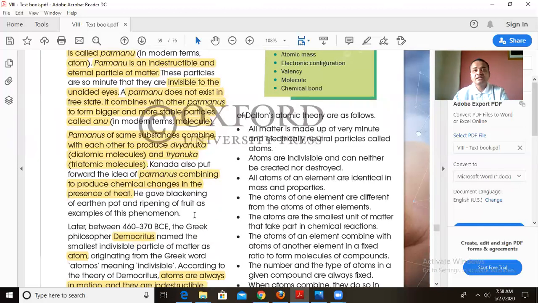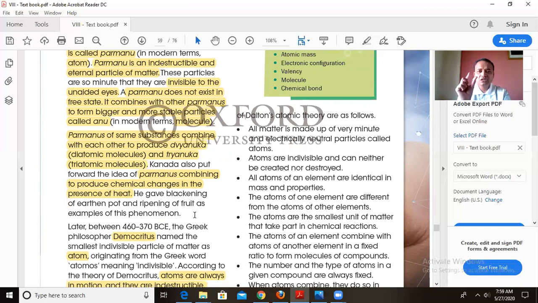Now, as I said, every time man goes on to make things simpler. So it was the scientist or philosopher Democritus after this who said that the smallest indivisible particle of matter can be called an atom. He said that the smallest indivisible particle of matter is called an atom.